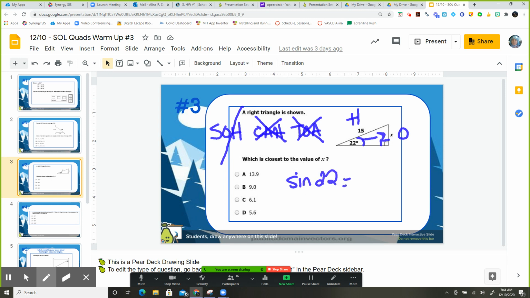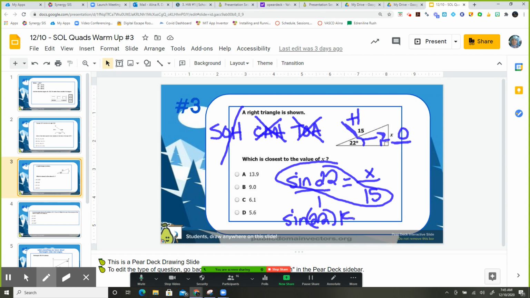Put the O on top of the H. The O definitely goes on top of the H. So my O is X and my H is 15. And then do I multiply here or divide? Multiply. Definitely multiply. So in your calculator, you would do either sine 22 times 15, or you could put in 15 and then sine 22. Either way works because multiplication is commutative, and you should get 5.6 when you're done.